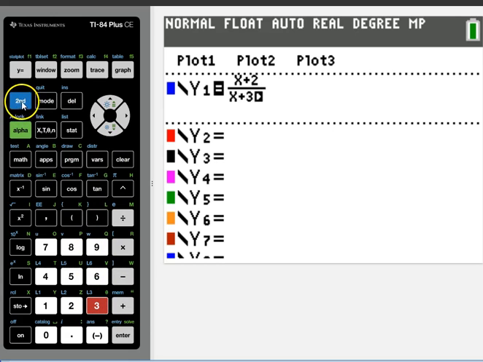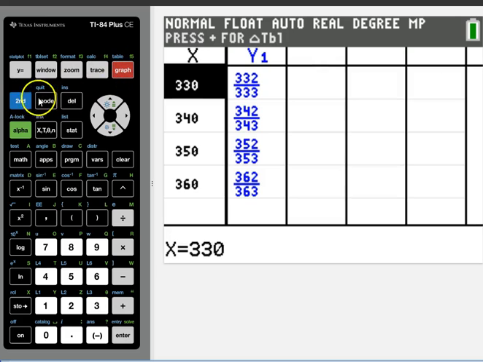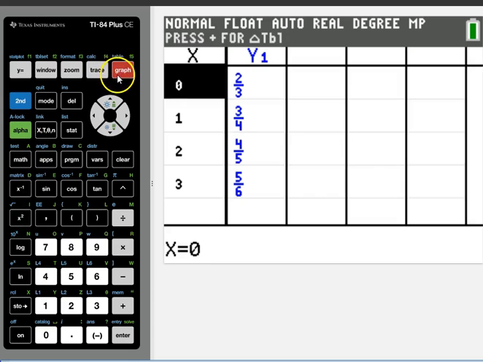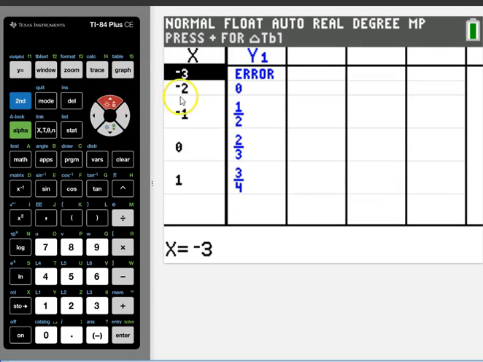All right. One thing we can do is check our table for the vertical asymptote. So we can peek at table. We're down in the 330s. All right, so let's set up our table set to start at 0 and go by ones. Now we can check our table. And if we look here, there's going to be an error at x equals -3, which means we have a vertical asymptote there, and that's what we thought.